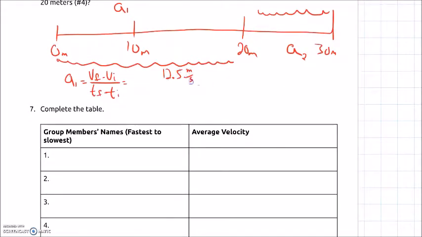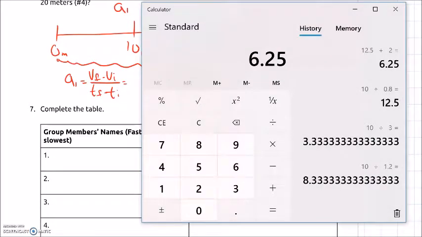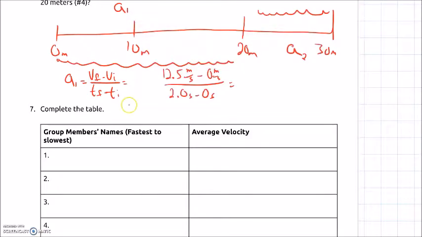So we're going to plug that in. 12.5 meters per second, minus our initial velocity, which is 0 meters per second, divided by our time final, which at 20 meters was 2.0 seconds minus time initial 0 seconds. So that's 12.5 divided by 2, which is equal to 6.25. So 6.25 meters per second squared for our first section. Our second section would be from 20 to 30.